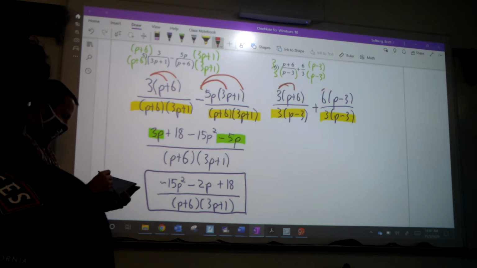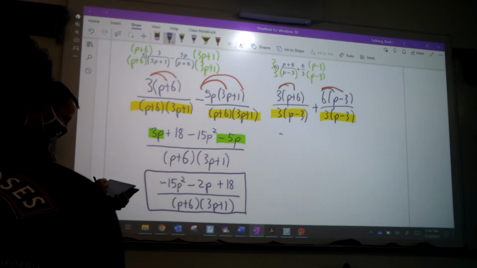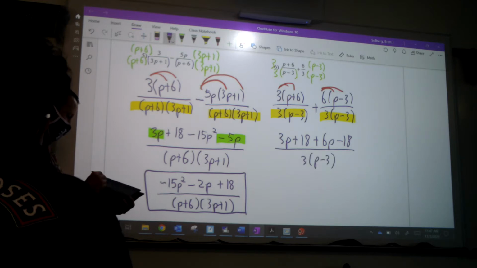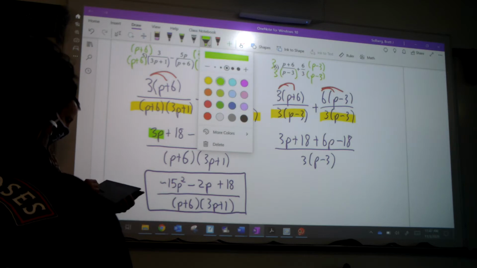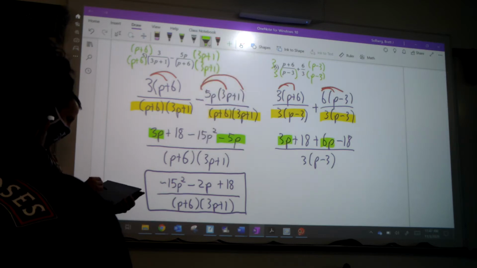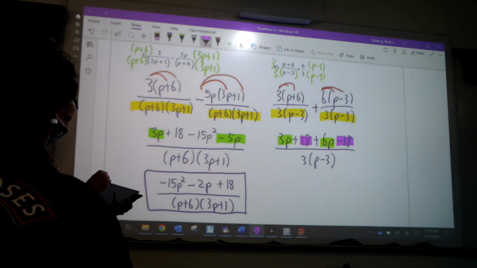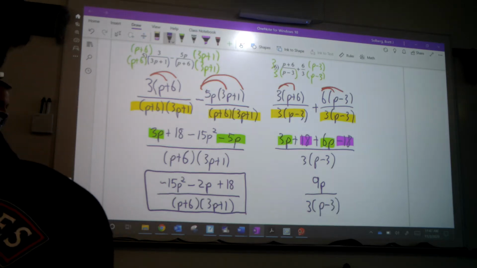Combine the numerators, but I have to distribute. So I get 3p plus 18 plus 6p minus 18 over 3 times p minus 3. In the numerator, we can combine the 3p and the 6p, and then we can also combine the 18 and the negative 18. So guys, what's 3p plus 6p? 9p. What's 18 minus 18? 0. So I get 9p over 3 times p minus 3.